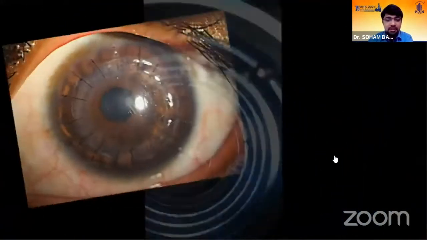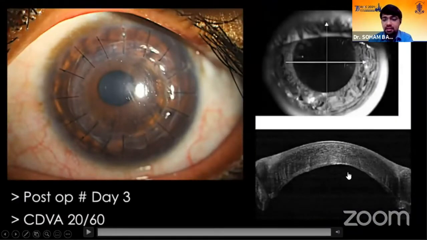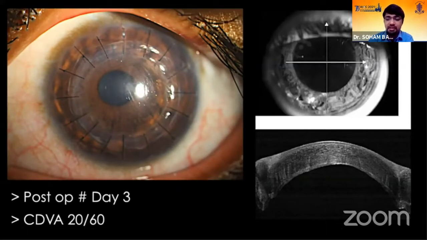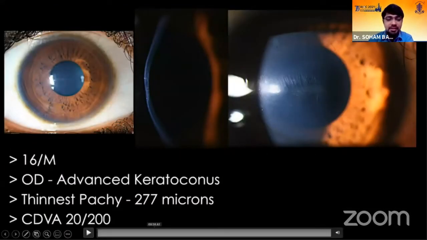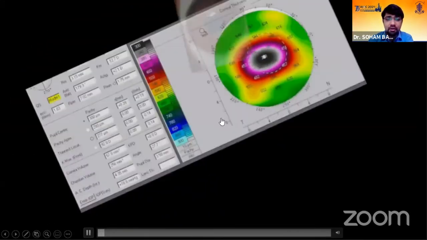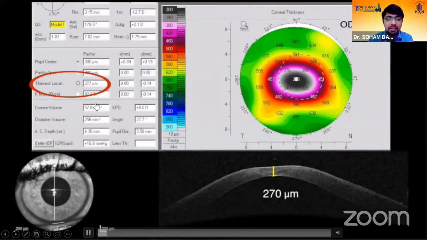So this is at day 3. You can see the residual stroma is almost as thick as the epithelium, so you know it will be somewhere around 50 microns to 70, 80 microns. This is quite satisfactory. This is a second case, again very advanced keratoconus with extremely thin corneas. Just look at the K reading also of more than 90.